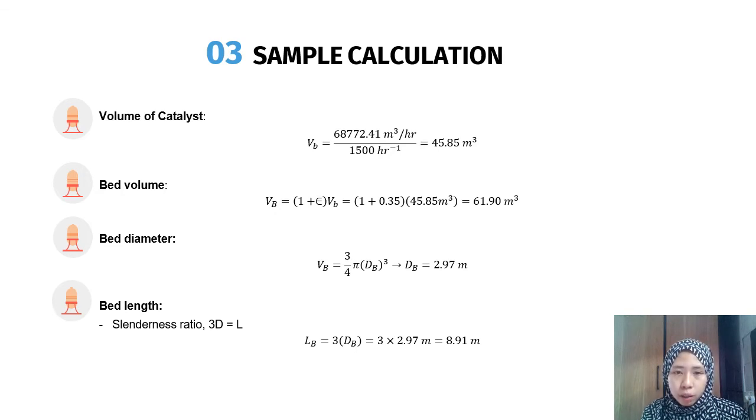We are multiplying the volume of catalyst with the void factor. We are getting the bed volume is around 61.9 meter cubic, while for bed diameter we are getting around 2.97 meter. For the bed length, using slenderness ratio 3, length equal to 3 times diameter, we are getting the length is around 8.91 meter.